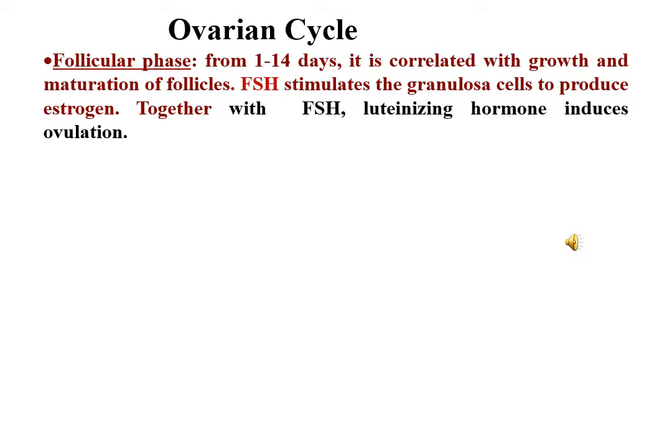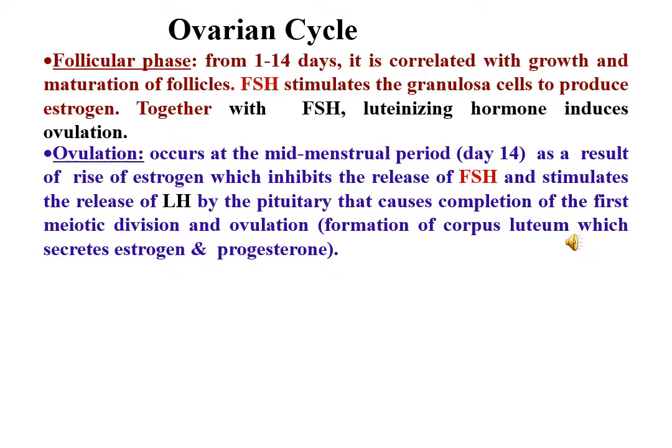Ovulation occurs at the mid-menstrual period, day 14, as a result of rise of estrogen, which inhibits the release of follicle-stimulating hormone and stimulates the release of luteinizing hormone by the pituitary, that causes completion of the first meiotic division and ovulation, formation of a corpus luteum, which secretes estrogen and progesterone.